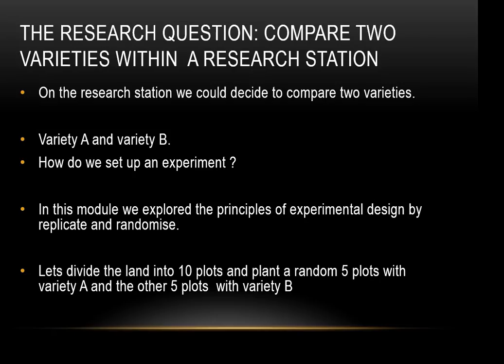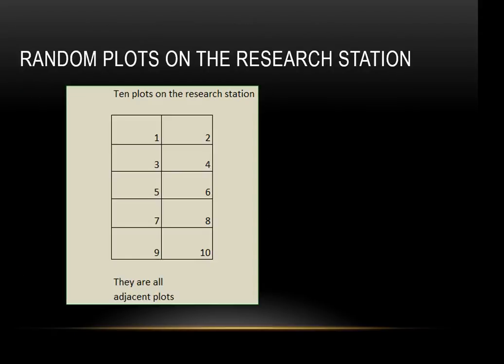So when you are a researcher, you need to first of all think of what your particular research question is. For instance, on a research station, we might decide we want to compare 2 new varieties. We'll just call them variety A and variety B. So how can we set up this experiment? In this module, we explored the principles of experimental design by using replication and randomization. Let's divide the land into 10 plots and plant 5 random plots with variety A and the other 5 plots with variety B.